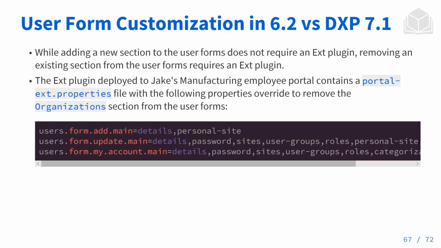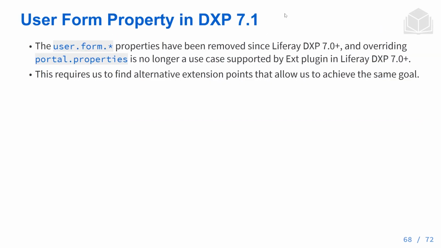But if we wanted to remove sections, that's where things got a little bit more complicated. In 6.2, the way that we had to do this was writing an Ext plugin that overwrote that specific property. In 7.1 and in 7.0, that property doesn't even exist. So the property that we used in 6.2 no longer exists over in 7.1. Because of that, we have to find an alternative to achieving the same functionality.